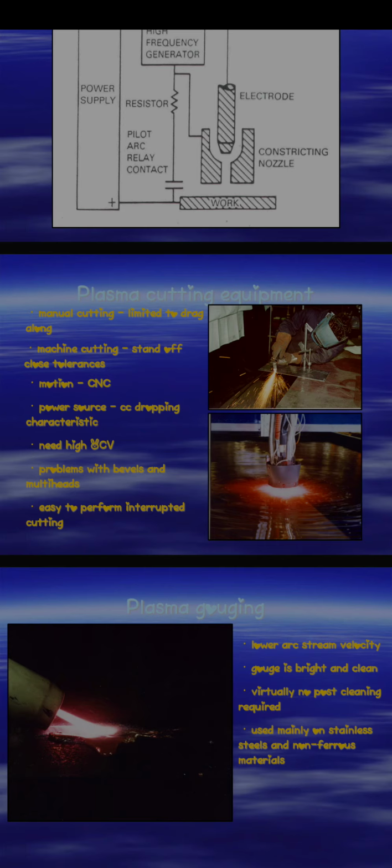This is all from my side. I can end with plasma gouging. Lower arc stream velocity: the gouge is bright and clean, with virtually no post cleaning required. It is mostly used manually, on stainless steels and non-ferrous materials.